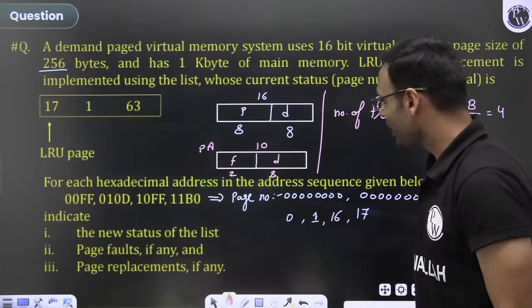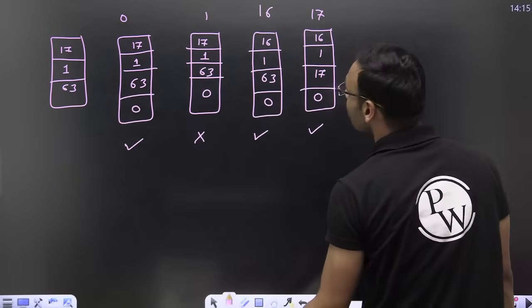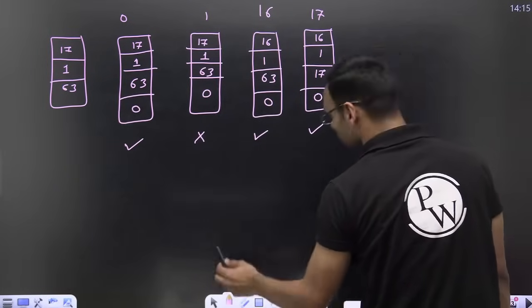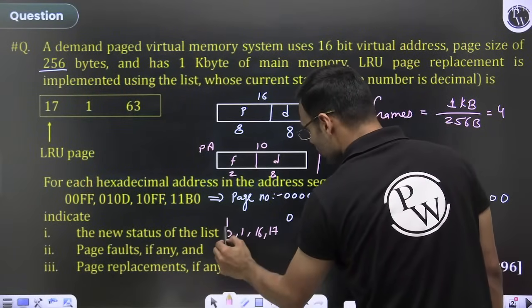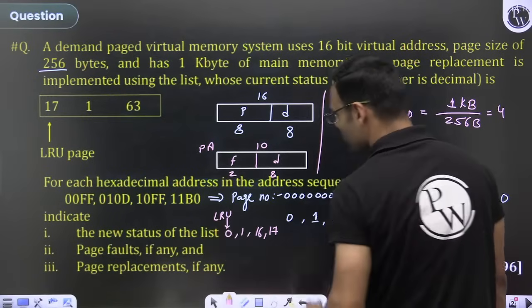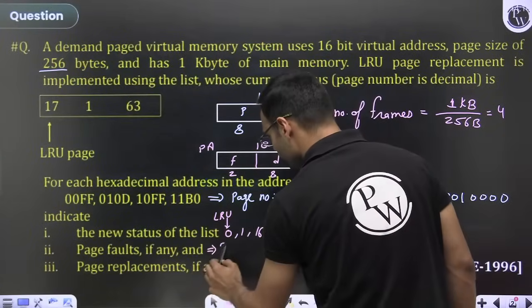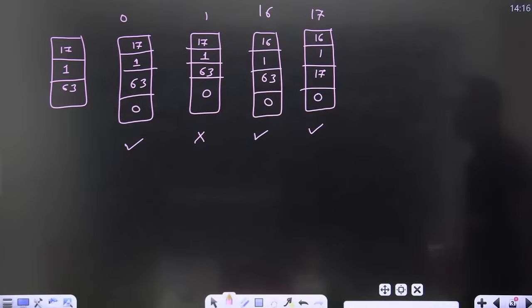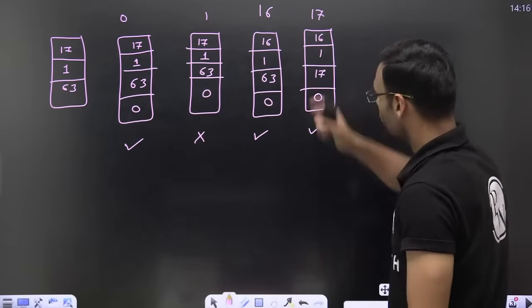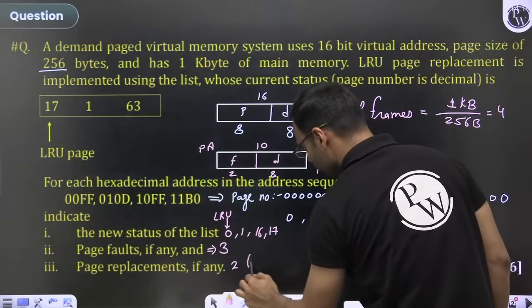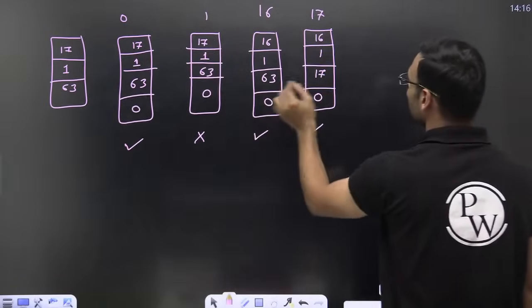What is the current list right now? The new list of the pages is 0, 1, 16 and 17. 0 is my LRU page, least recently used. How many page faults? 1, 2 and 3 page faults. Page replacement, yes. How many times page replacement? 3 times. No, 2 times only. 2 times page replacement here: 16 replacing 17 and 17 replacing 63.